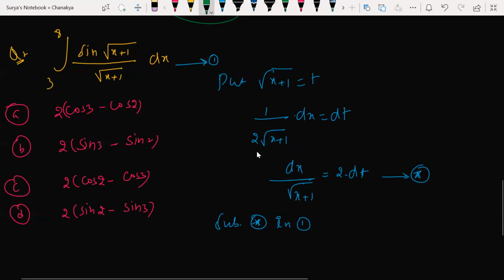Let me show it to you. If x is equal to 3, then t is equal to what? 2. If x is equal to 8, then t is equal to what? 3. Substitute, that is what I'm doing here.